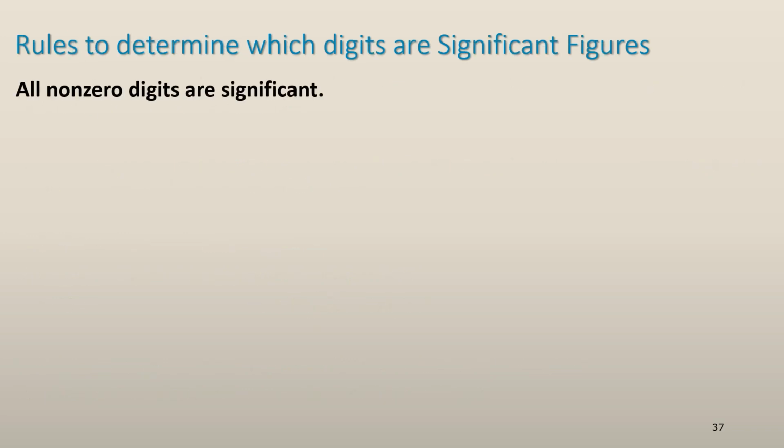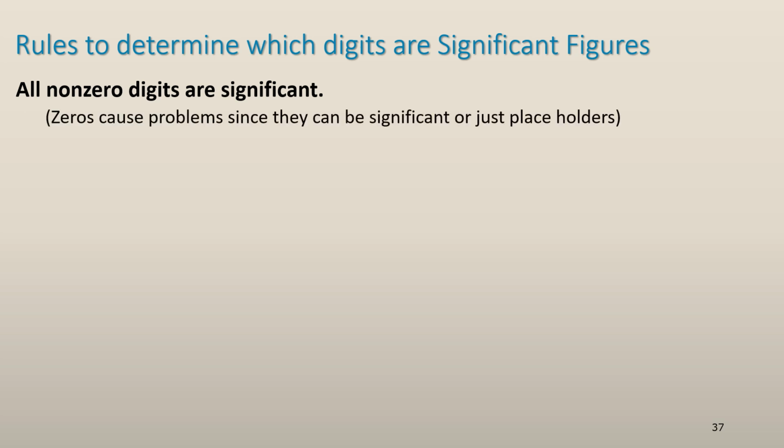First of all, we have to determine what is significant when we are using numbers, if we hadn't measured it ourselves, if it's something that we're given. First of all, note that all non-zero digits are considered significant. So if you've been given a number and you want to know how significant it is, any non-zero digits are significant. So it turns out the zeros are the problem.